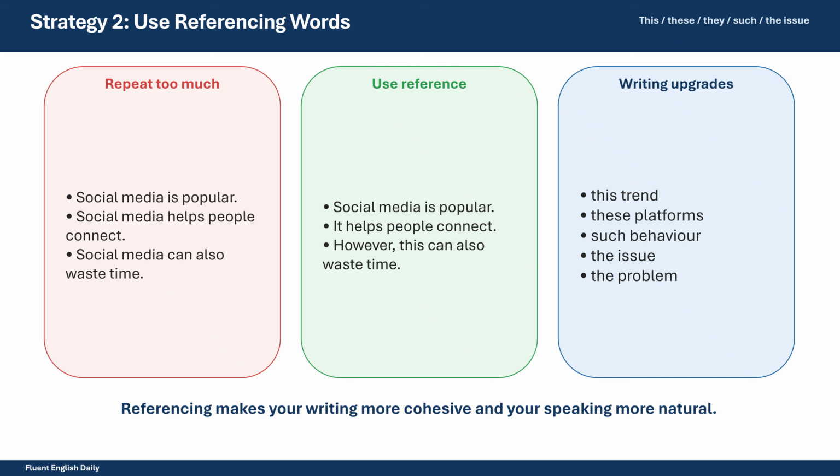In IELTS writing, useful referencing phrases include this trend, these platforms, such behavior, the issue, and the problem. For example, more employees are working remotely. This trend has changed the way many companies operate. Referencing words help connect sentences and reduce unnecessary repetition. However, always make sure that the reference is clear. The reader or listener should immediately understand what words such as this, it, or they refer to.